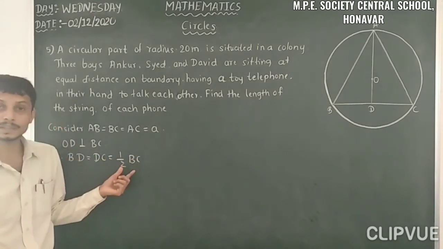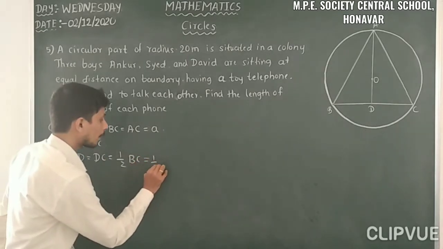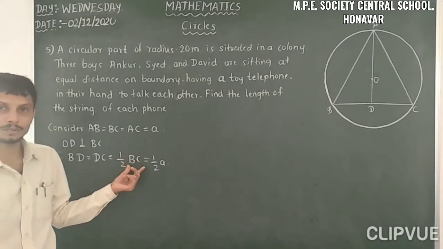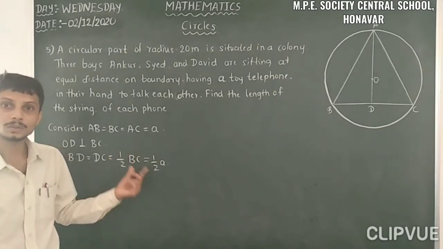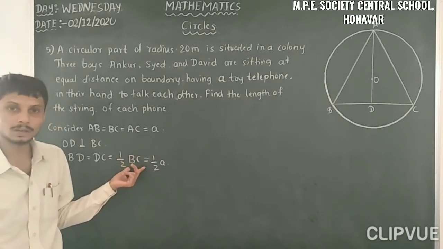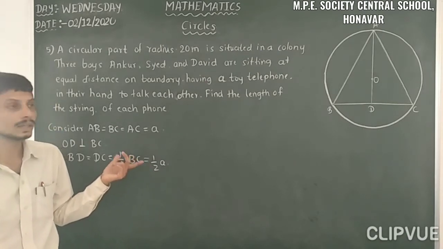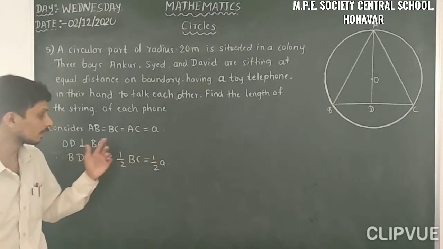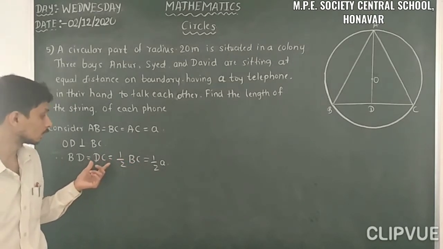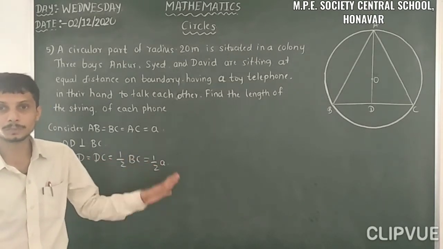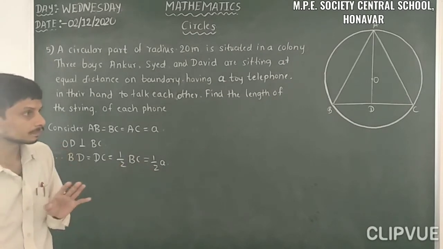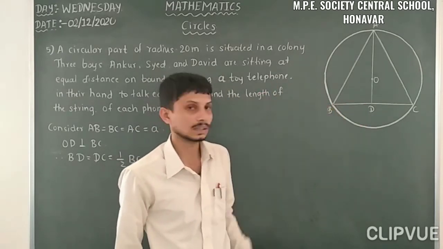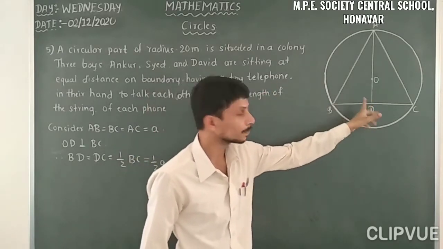So what is the value of BC here? BC is equal to A. Therefore, BD is half of A. Here we want the total distance BC. If you find out the value of BD, we can find out the value of BC, because we have BD is equal to half of BC. So from this one we can find out BC. The thing is we want BD here or DC here. Already we know that OD is perpendicular bisector.